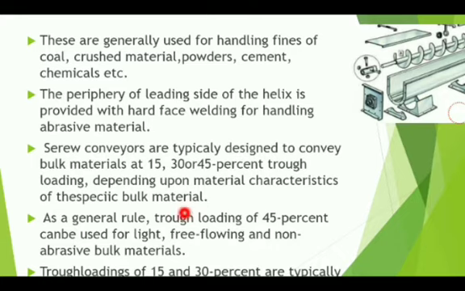So as a general rule, the trough loading of 45% can be used for light, free-flowing and non-abrasive bulk material.